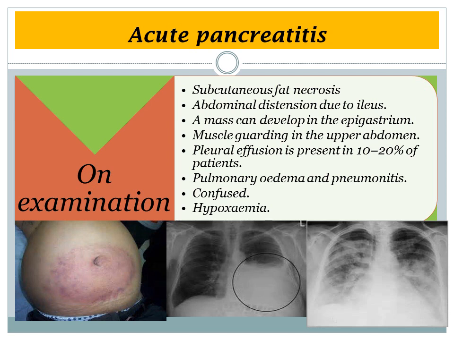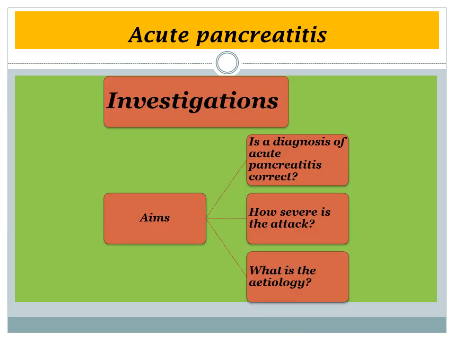Then there may be subcutaneous fat necrosis, abdominal distension due to ileus, and a mass can develop in the epigastrium. There may be muscle guarding in the upper abdomen. Pleural effusion is present in 10 to 15% of the patients. Pulmonary edema and pneumonitis may be there. The patient becomes confused, and there may be hypoxia.